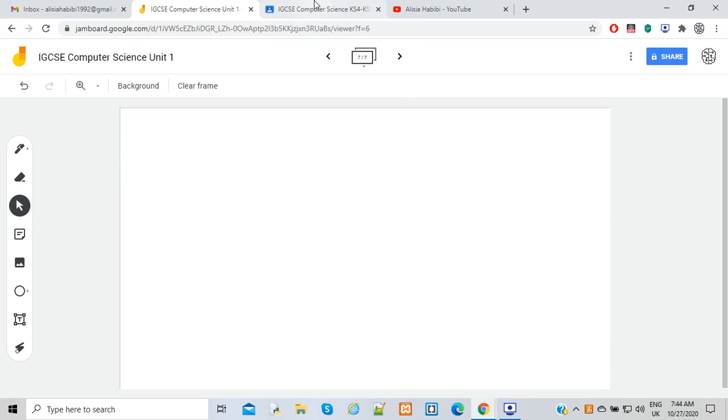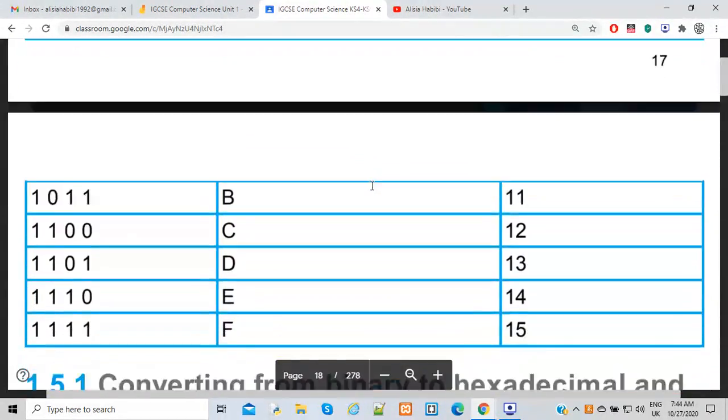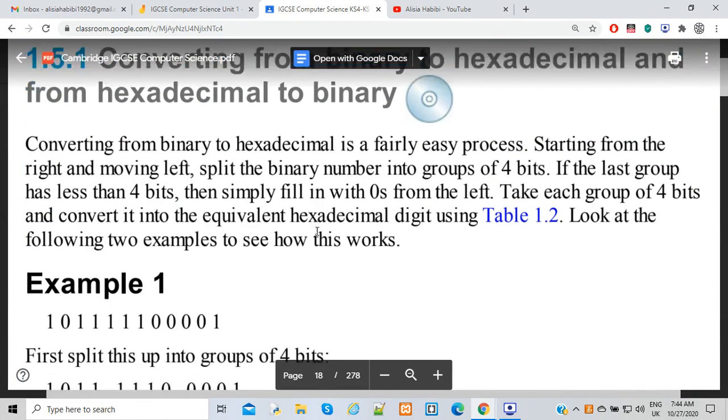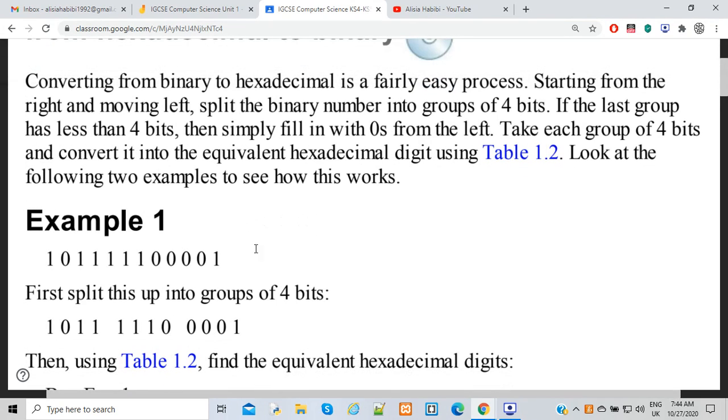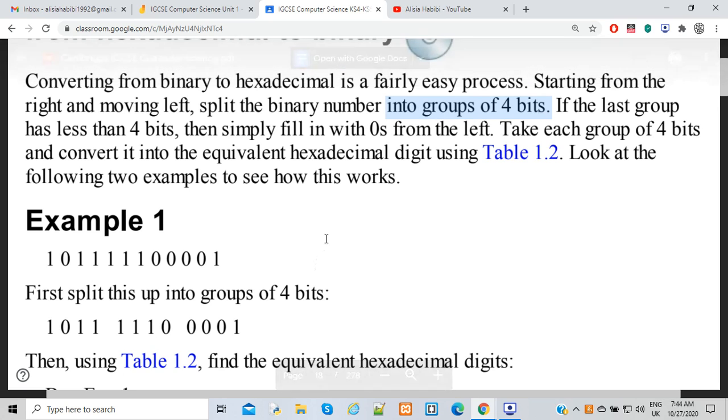Today we're going to be looking at conversions, to understand how we can convert hexadecimal values into binary and how we can convert binary into hexadecimal. We're going to take the first example, example 1, and we have a really long binary number. Remember that hexadecimals are represented in groups of 4 bits, which means 4 ones and zeros.